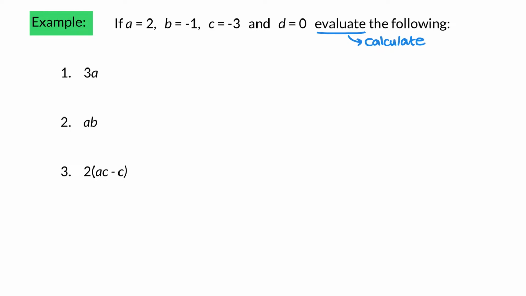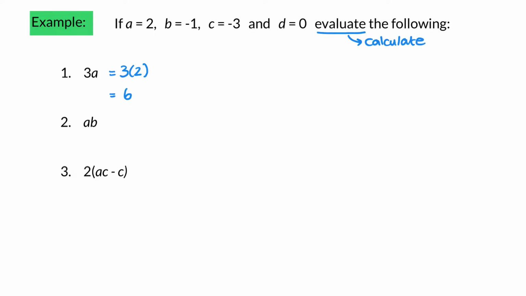So in the first question, I've got 3a. So what that means is 3 times a, and I know that a is going to be 2. So I'm going to say 3 times 2, and 3 times 2 is going to give me 6. Now just remember, when you do substitution, a good idea is to put the substitution values in brackets so that you don't get mixed up with signs and it's easy to work out what's going on.